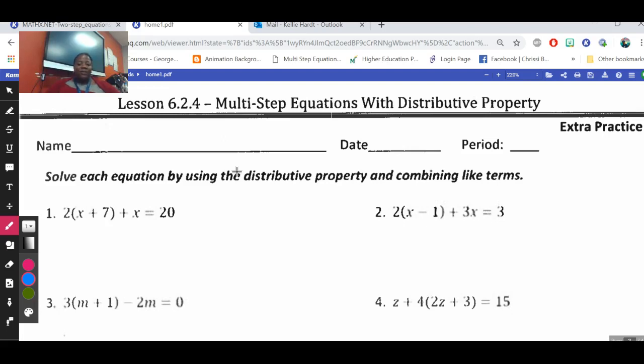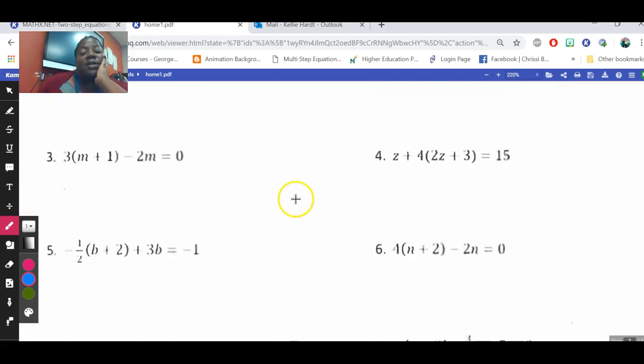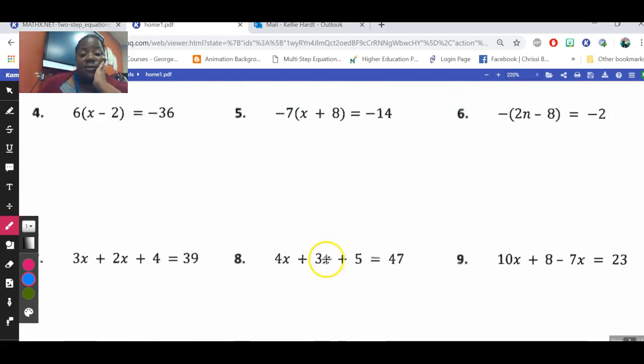So I did promise that I would do a video for your homework help for tonight. And today we did distributive property with solving equations. I say pre-algebra, this is algebra class, y'all know who you are.